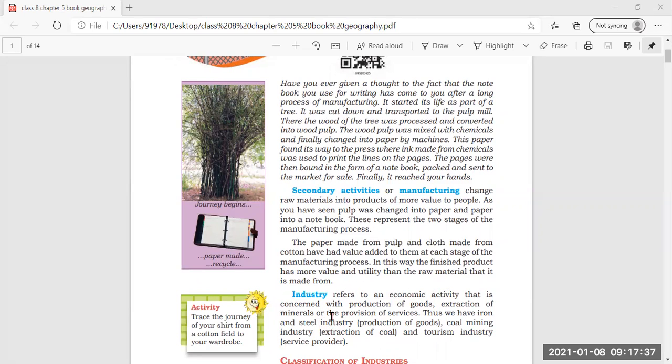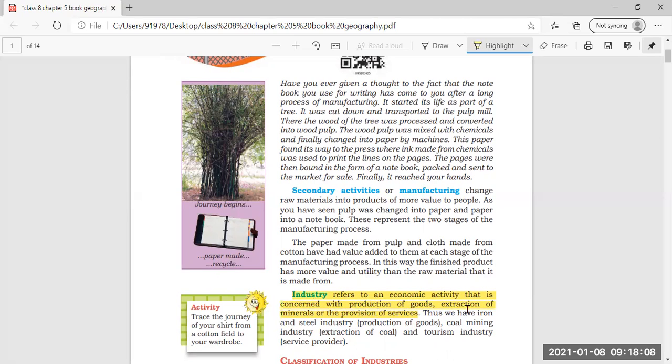Then we have seen industry. What is industry? Industry refers to an economic activity that is concerned with the production of goods, extraction of minerals, and provision of services. So this is the definition of industry. I hope you have underlined it in your books, whatever lines I have highlighted. You can underline in your books also.